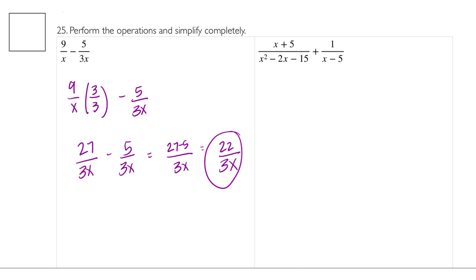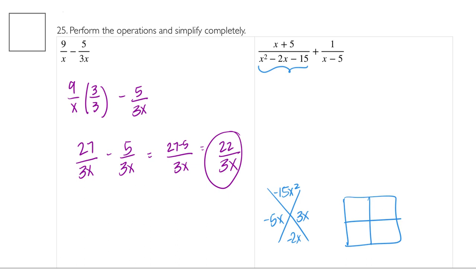Okay, the second one, we would need to factor this to figure out what the common denominator is going to be. So to factor it, we've got x squared, negative 15, and negative 2x. So what multiplies to give us negative 15 and adds to give us negative 2 would be negative 5 and positive 3. So I've got x squared minus 15, negative 5x and positive 3x. So that's x minus 5, x plus 3.